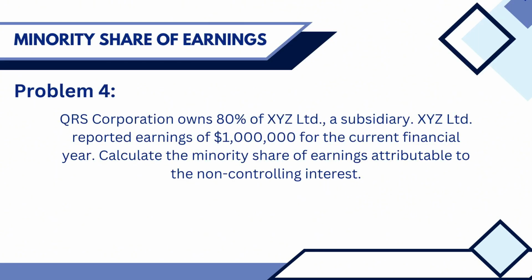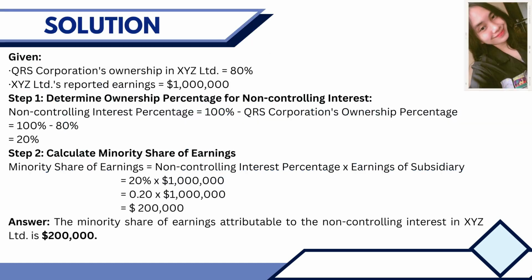Problem number 4 from minority share of earnings. QRS Corporation owns 80% of XYZ Ltd, a subsidiary. XYZ Ltd reported earnings of $1 million for the current financial year. Calculate the minority share of earnings attributable to the non-controlling interest. The givens are QRS Corporation's ownership in XYZ Ltd is equal to 80%, then XYZ Ltd's reported earnings is equal to $1 million.